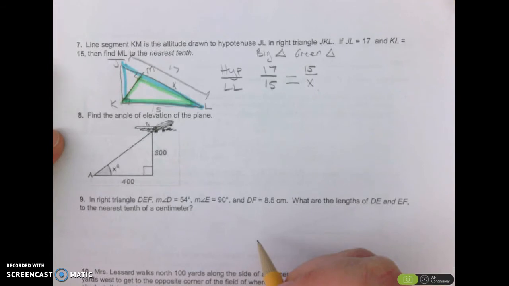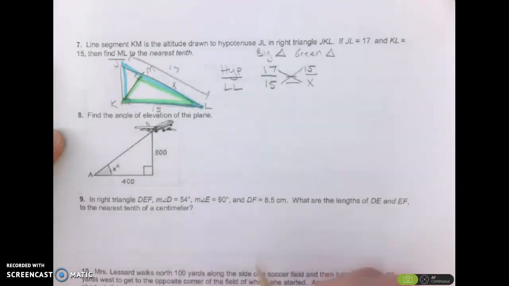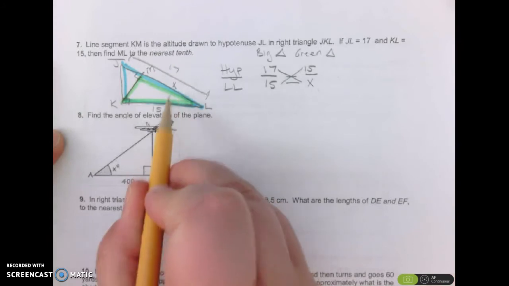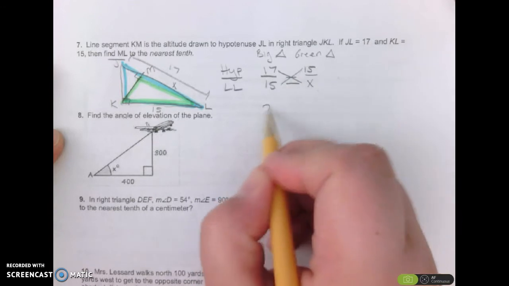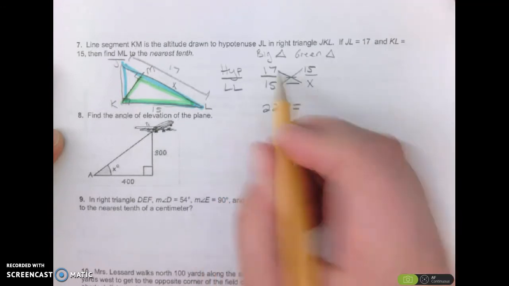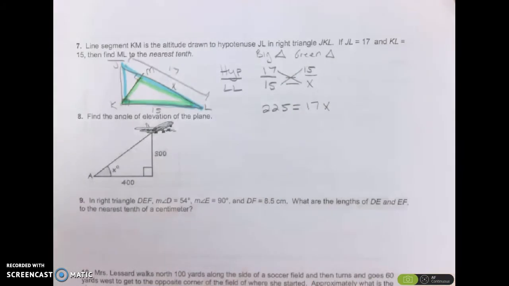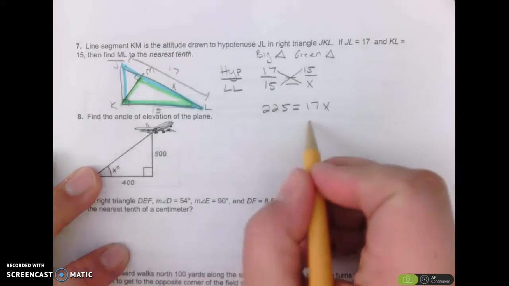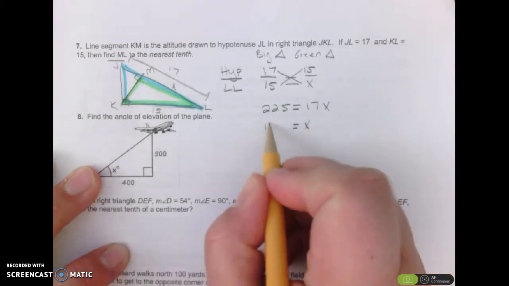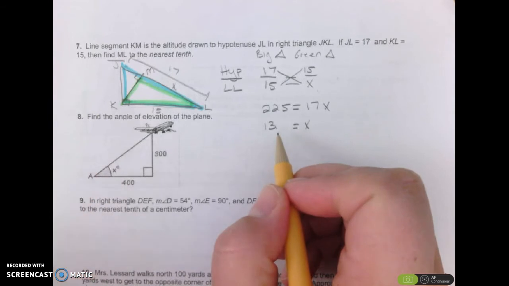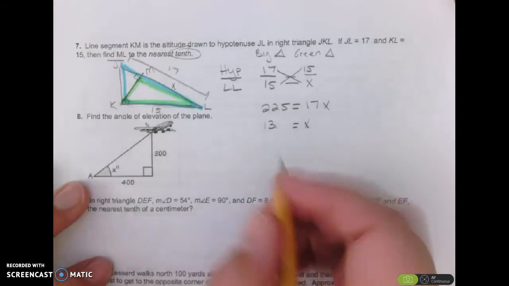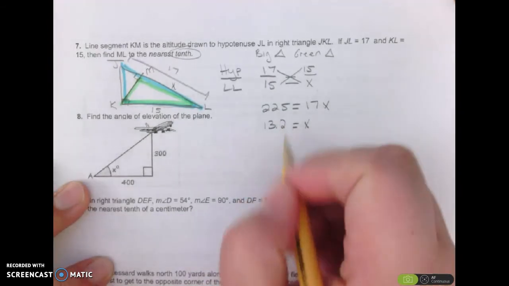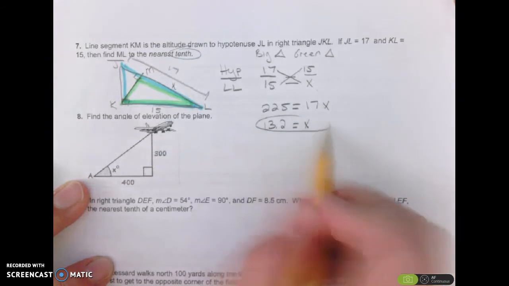Now I can use cross products to solve for my missing side length, which was the long leg of the green triangle. So 15 times 15 is 225 equals 17 times x, equals 17x. If I divide both sides by 17, I find out that x equals 13.235, and it says to round to the nearest tenth, so it would be 13.2 units. I'm not sure what the units are.